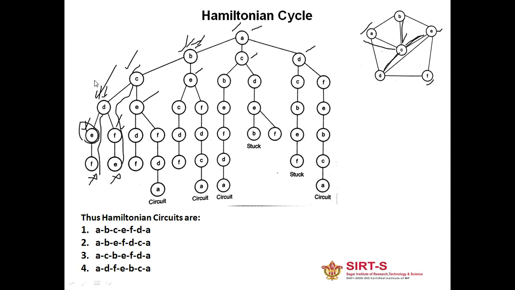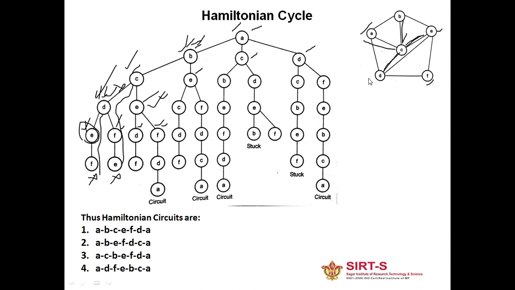See, D is already traversed here, so we are not going to take this one. We are taking this E itself. For E, what do we have? We have B, C, D and F. C and B are already traversed, so we are left with D and F. We are going to take this D and F.